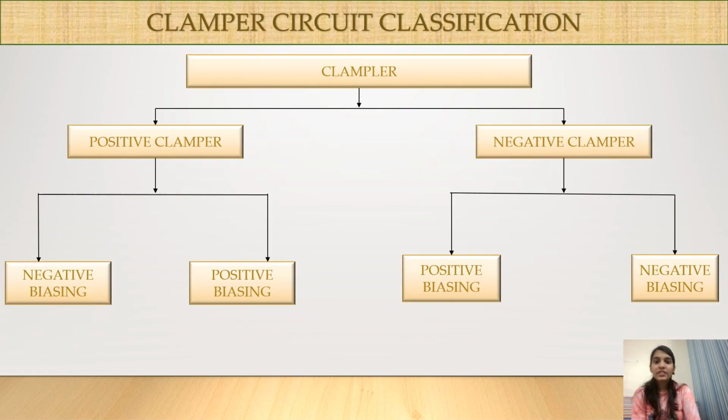Now, the classification of clamper circuits. Clamper circuits are of two types, positive clamper and negative clamper. Positive clampers are divided into two parts, that is negative biasing and positive biasing. Similarly, negative clampers are divided into two parts, positive biasing and negative biasing.